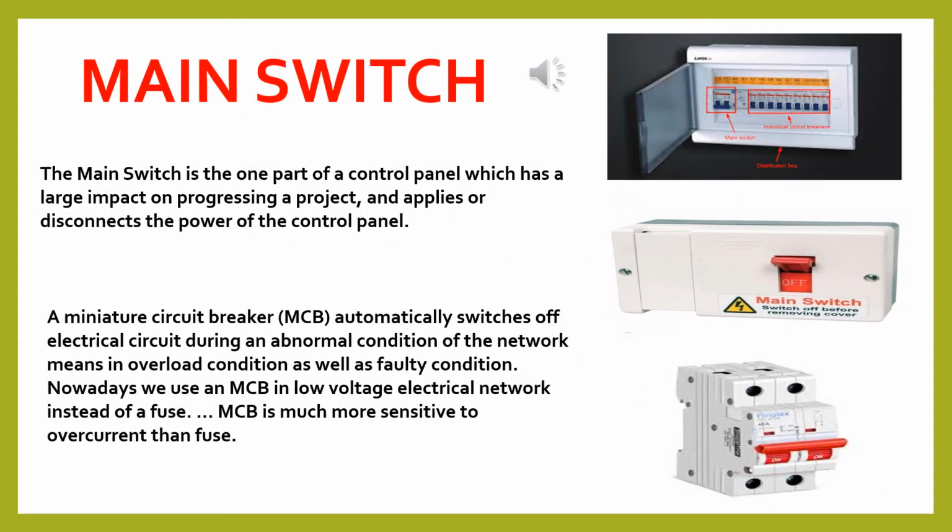Now the last part is the main switch. The main switch is the one part of a control panel which has a large impact on progressing a project, and applies or disconnects the power of the control panel. First I am telling you what the main switch is. See the diagram: first, the main switch is there and the external circuit is also there. The external portion of the main switch is also there.